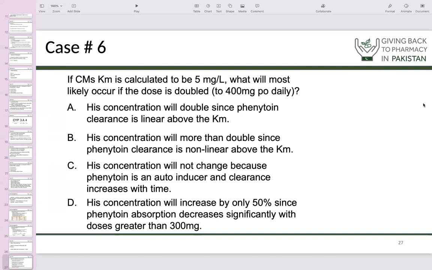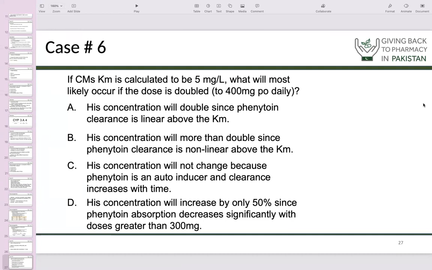If, for example, you give 100 milligram of a dose to 10 patients and you take a level after 2 hours, all these 10 patients will have different levels. So this is non-linear pharmacokinetics, where the absorption of the drug is independent of the initial concentration of the drug, which is opposite to first-order kinetics, where the absorption of the drug is dependent on the initial concentration of the drug. So if CM's KM is calculated to be 5 milligram per liter, what will most likely occur if the dose is doubled?